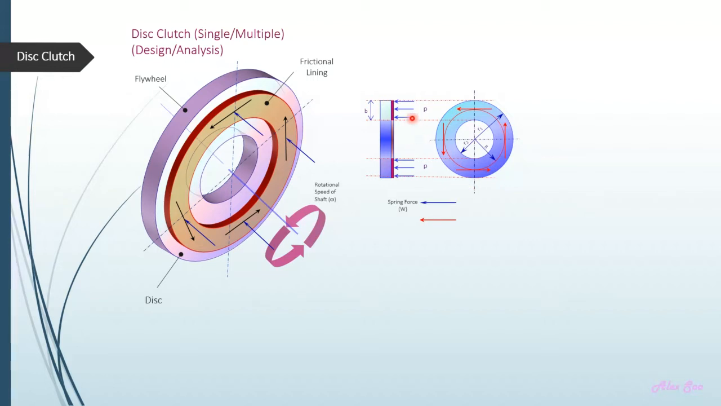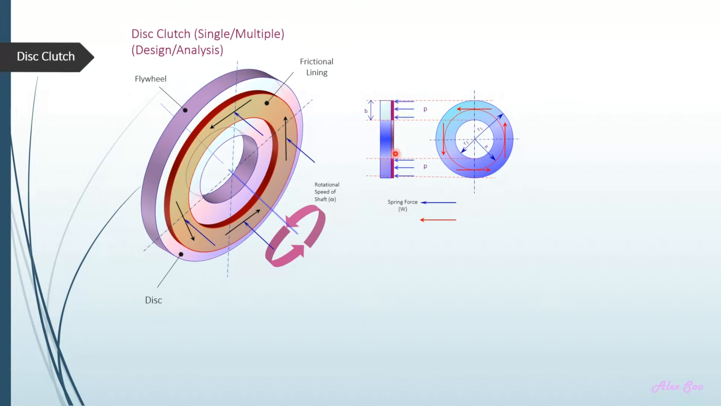So the blue arrows here represent the spring force exerted by the pressure plate or the pedal when the pedal is released, especially in your manual cars. When the pedal is released, the spring forces the pressure plate to move forward by means of what we call spring force, and we call it the normal force.